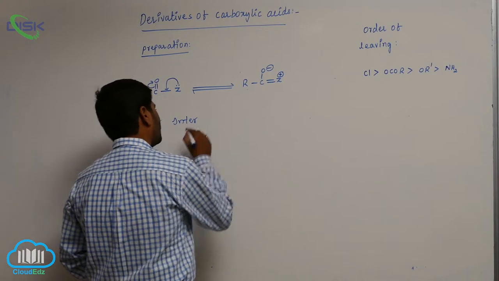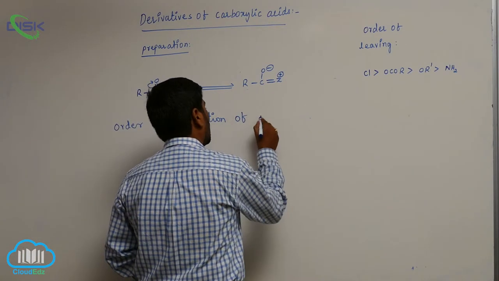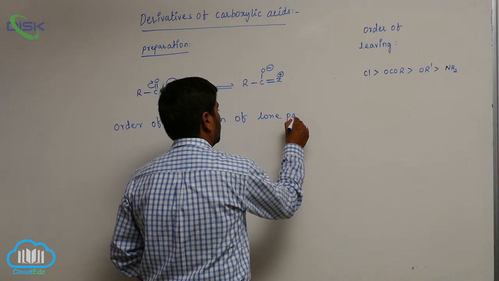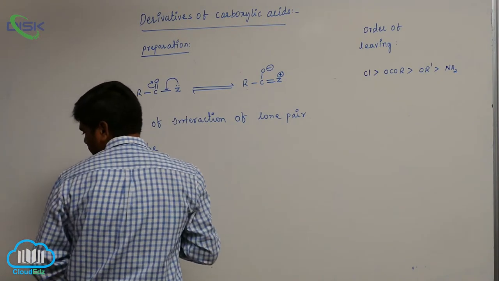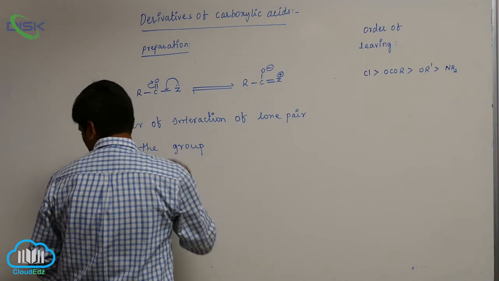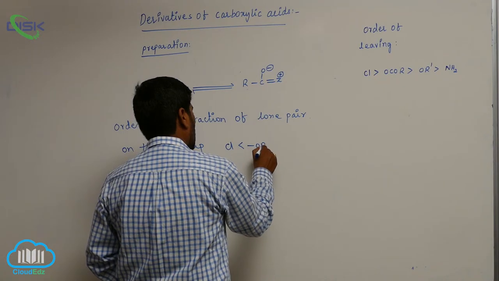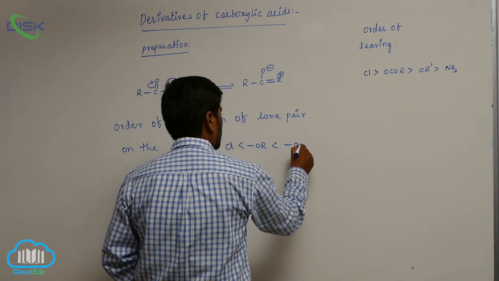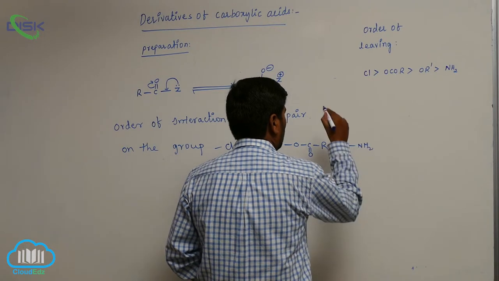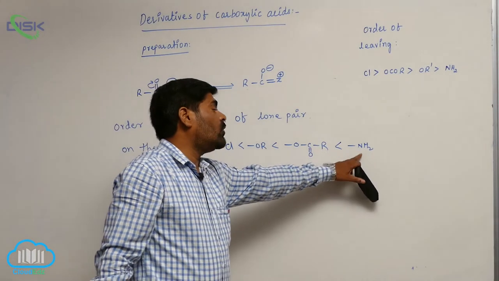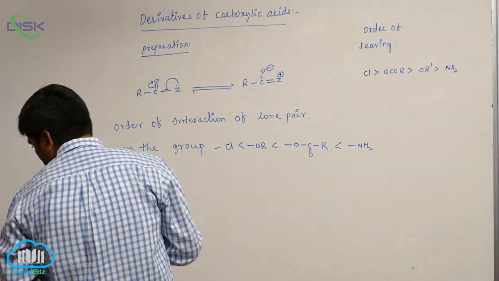Order of interaction of the lone pair on the group: Cl, then OR, then O C double bond OR, then NH2. Nitrogen's lone pair of electrons is easily donated. So the leaving group capacity decreases towards acyl nucleophilic substitution reactions.